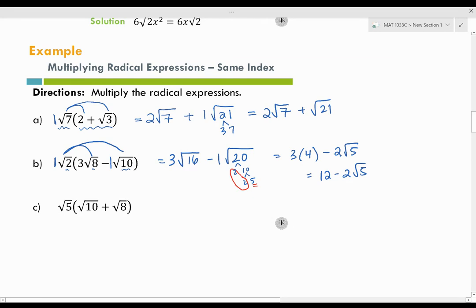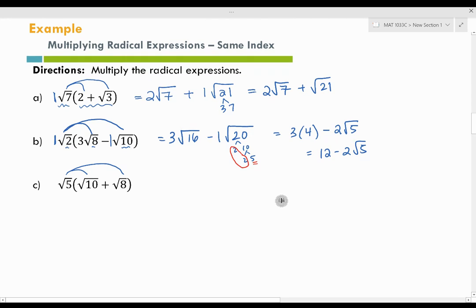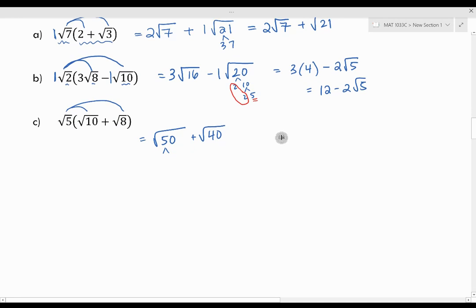Okay. All right, and let's try this one, C. So we're going to do the same thing. If you want to try, how about you pause the video here and see if you can get the same answer that I'm going to get. All right, so I'm going to distribute square root of 5 times the square root of 10, and then distribute square root of 5 times square root of 8. So that's going to give me square root of 50 plus square root of 40. Then I'm going to break both of those radicals down to see if they simplify. So 50 is the same thing as 5 times 10, 5 times 2.